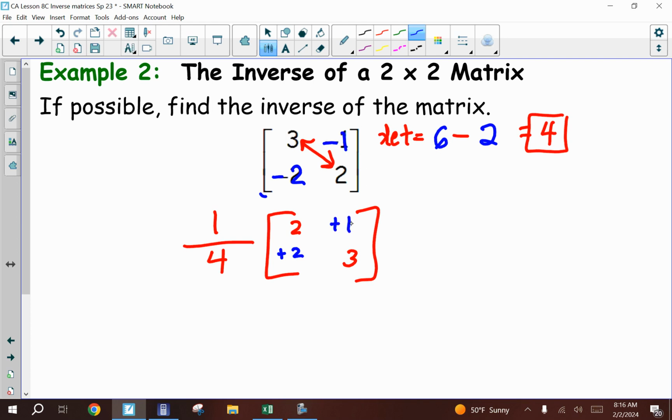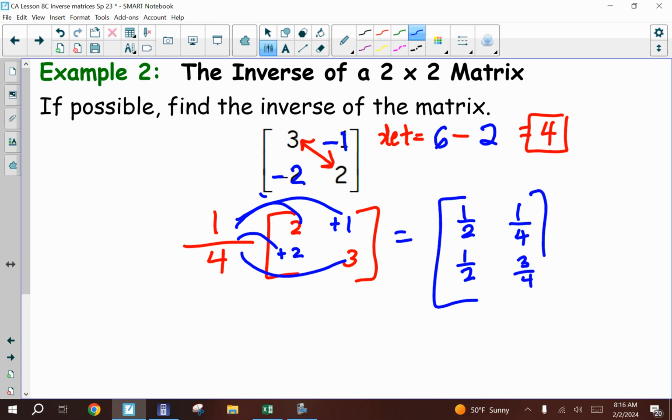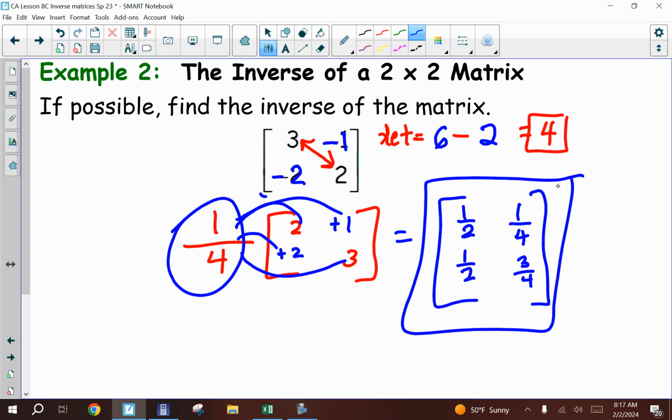So then for the final answer, you just have to take your 1/4 and do your scalar multiplication, which means you just distribute into the entire matrix. So our final answer for this inverse is going to be 1/2, 1/2, 1/4, and 3/4. And as I mentioned before, a lot of times when you find inverses, because you have this fraction out in front, sometimes you'll end up with a lot of fractions inside your final answer. So that's our final answer.